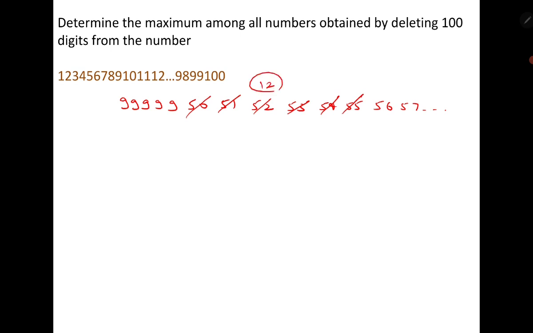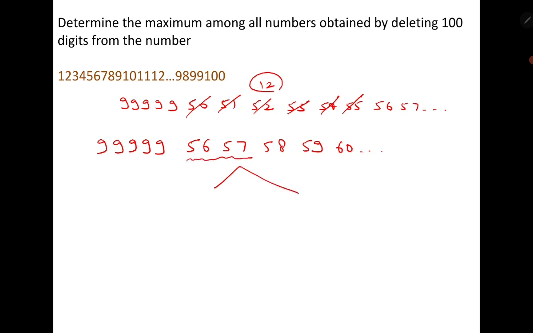So these 12 digits, it means I have 9999 and I'm deleting 12 digits, so 4 more need to be deleted: 56, 57, 58, 59, 60, and so on. Now to delete 4 more, there are two choices. Either I delete in continuation the same way we were doing, so I delete 5, 6 and 5, 7, so I have 5, 8, 5, 9, and 5 nines are there.